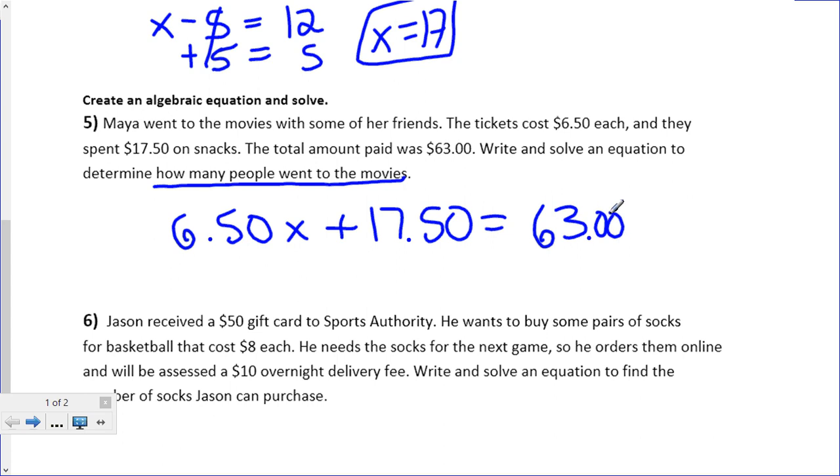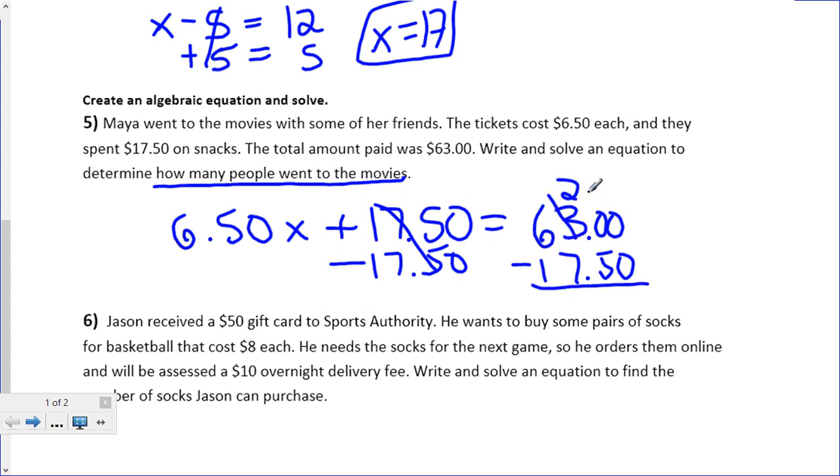Okay, so we have our equation here. We are supposed to solve it, so let's go through that. The thing further away from x was the addition, so we get rid of that by subtracting. I don't know if I'm going to have enough room here. So that's going to get me $45.50. Now I'm going to rewrite this equation up here.